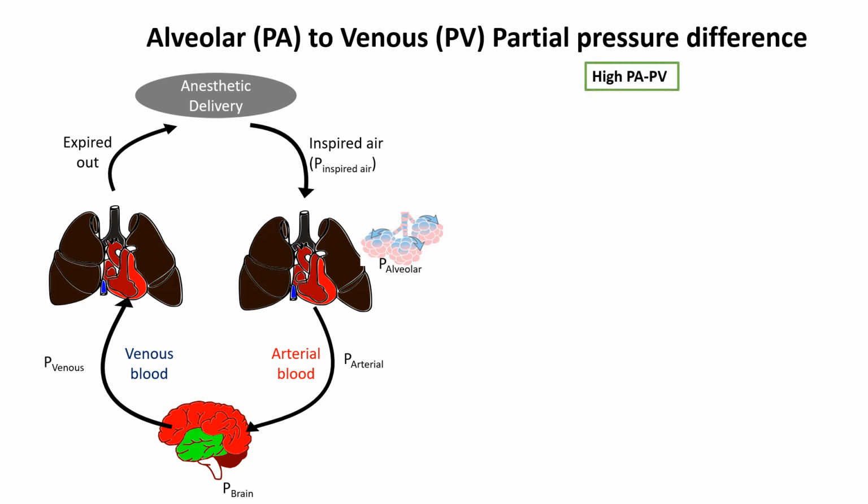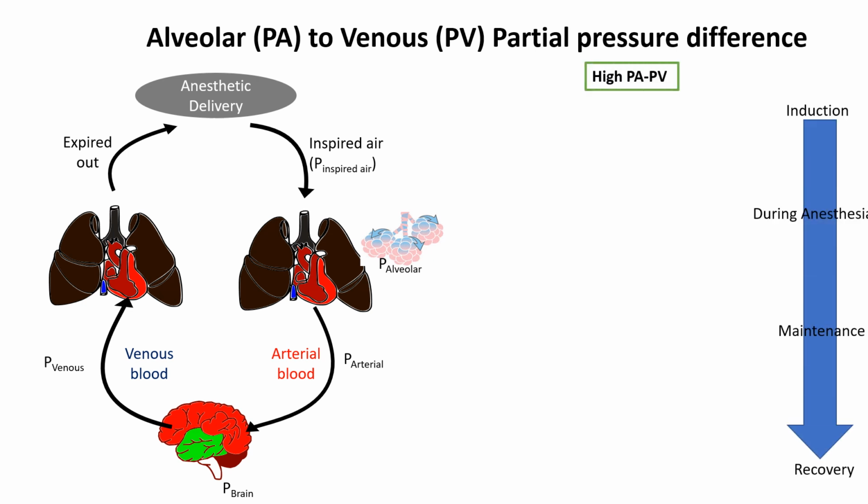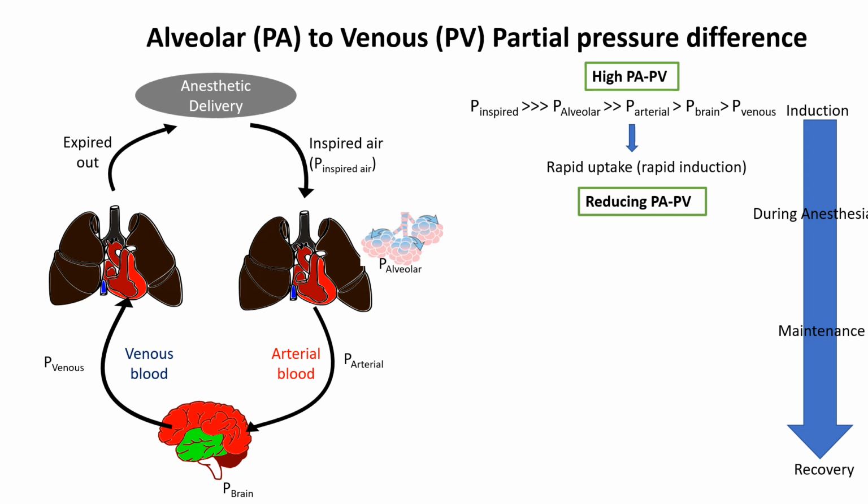A high PA to PV gradient indicates a large difference between the alveolar partial pressure and the venous partial pressure, which occurs early in anesthesia when venous blood has little anesthetic. This creates a strong driving force, leading to rapid uptake of the anesthetic into the blood and rapid induction if the anesthetic is not highly soluble. As anesthesia progresses, the PA to PV gradient decreases because venous blood returning to the lungs becomes more saturated with anesthetic. A low PA to PV gradient reduces the driving force, slowing the uptake into the blood.